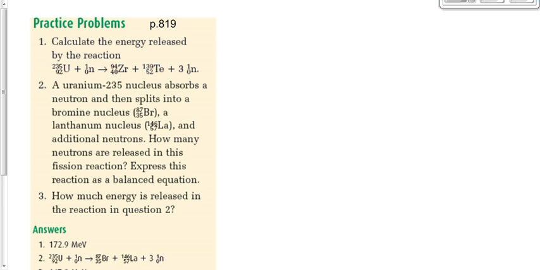Homework last night was on page 819. This related to fission and fusion and the energy that's released as a result of a fission and/or fusion reaction here. We're going to do number 2 and 3. They kind of go together.